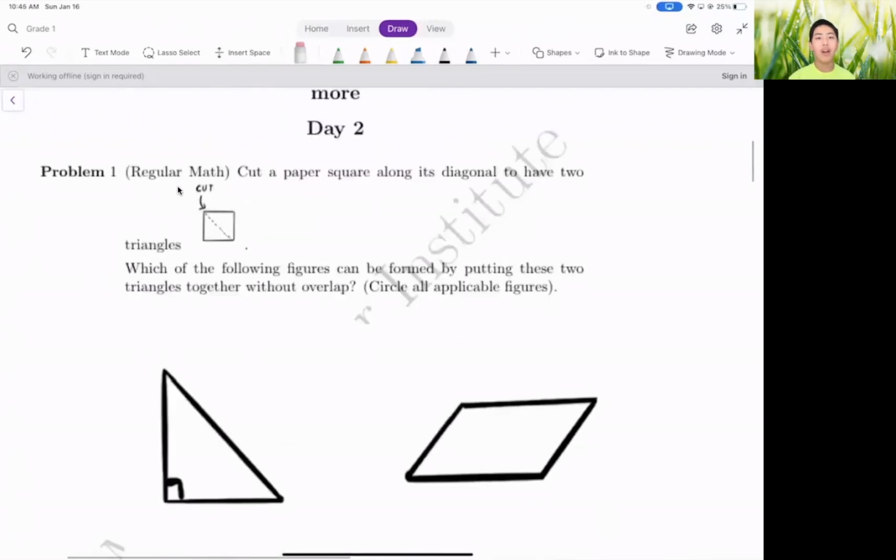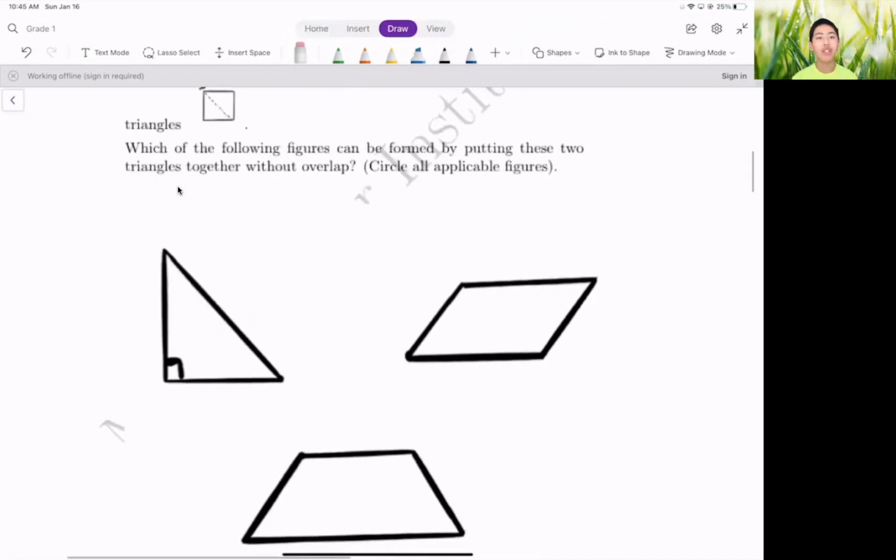Problem 1. Cut a paper square along its diagonal to have 2 triangles, which are 2 right triangles with a 90 degree angle. Which of the following figures can be formed by putting these 2 triangles together without overlap? So let's look at the first case. We have 3 cases in total. Let's see which ones can be put together without overlap. Let's first split the first right triangle into 2.